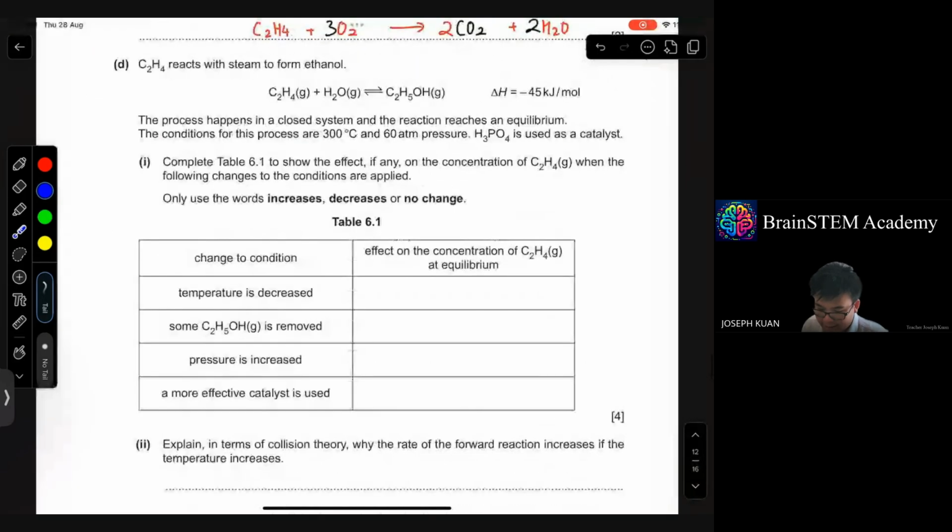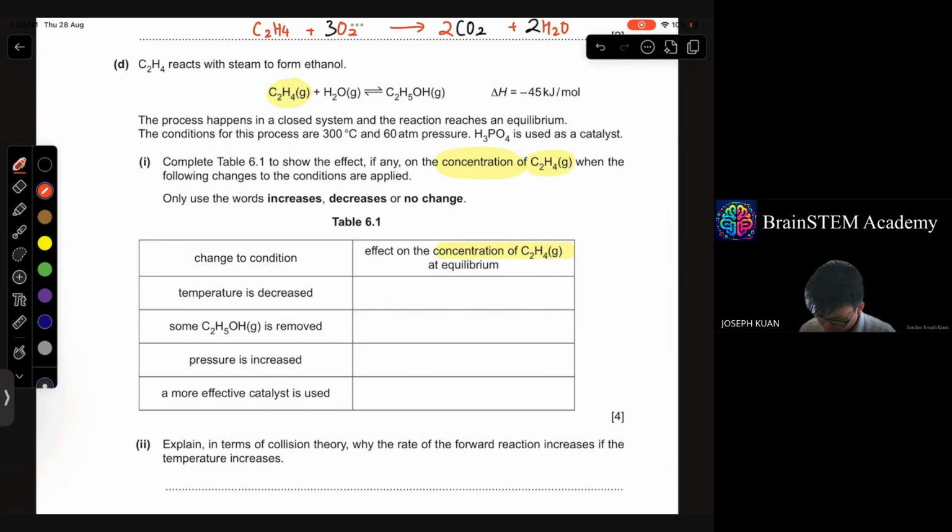Next question. Ethene reacts with steam to form ethanol. This process happens in a closed system, and the reaction reaches an equilibrium. The conditions for this process are 300 degrees Celsius, 60 atm pressure, and using phosphoric acid as a catalyst. Complete the table to show the effect, if any, on the concentration of ethene when the following changes are applied. Only use the words increases, decreases, or no change. This year they asked for the concentration of reactants, so you have to be careful for this question.